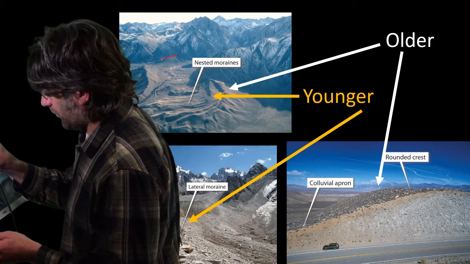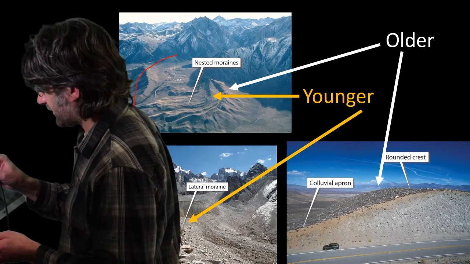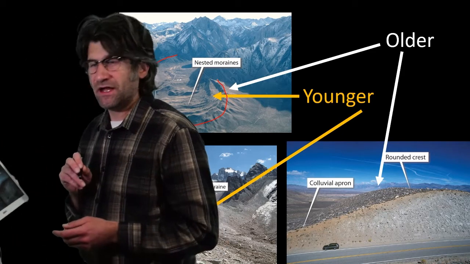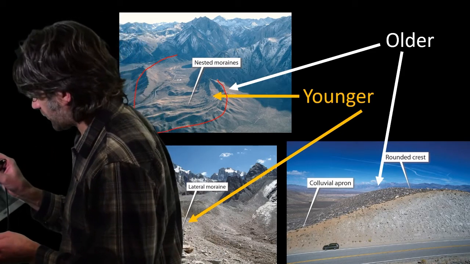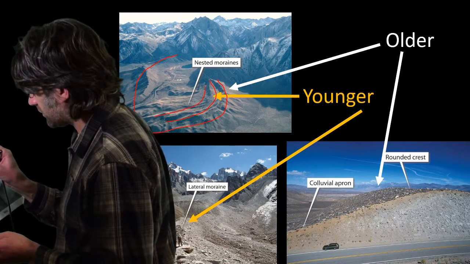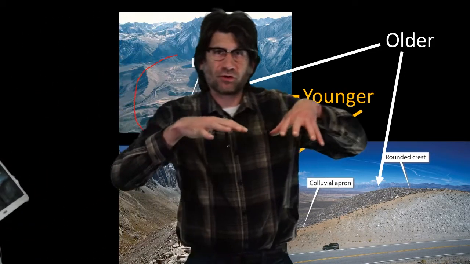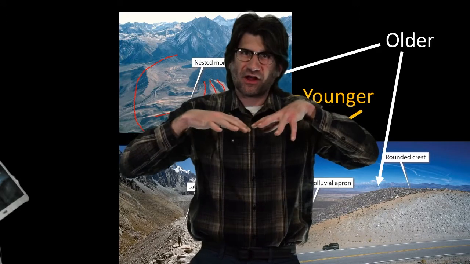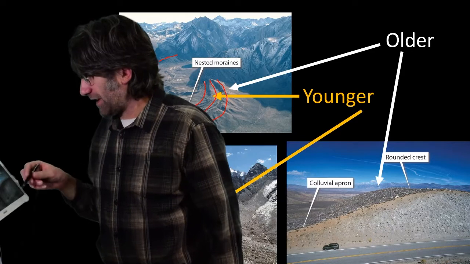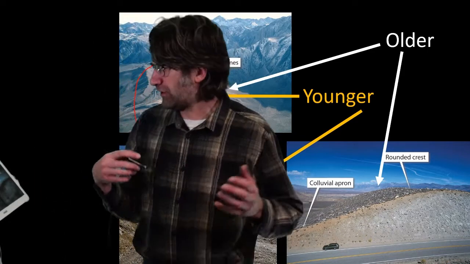That at one point we had a glacier that came all the way around here and deposited this outer moraine. And then we have these nested younger moraines that represent younger and younger recessions of the glacier itself. So again, these would be our way of having kind of a relative age.